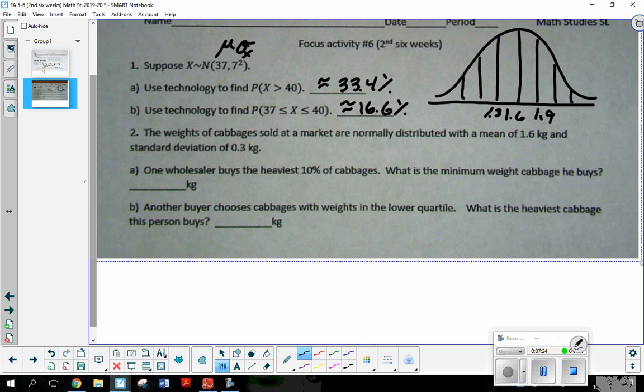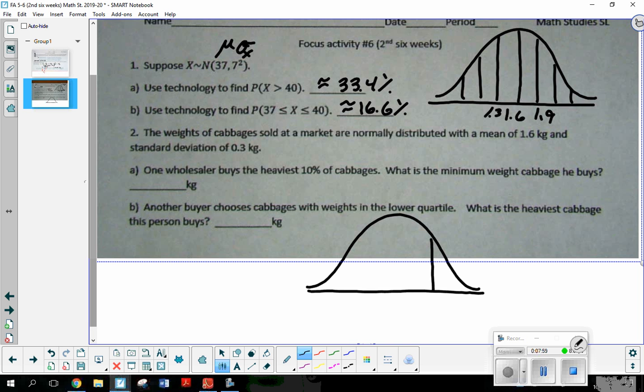Okay. All right, so anyway, let's see what A says here. One wholesaler buys the heaviest 10% of cabbages. What's the minimum weight cabbage he buys? Okay, so he only buys the heaviest 10%, right? Well, as you go through the normally distributed curve, the percentage increases based on the amount of data that you have here. So if I'm looking at a curve like this, if he only wants the heaviest 10% of cabbages, where would that be on this diagram? Yeah, it'd be on the right side, correct?